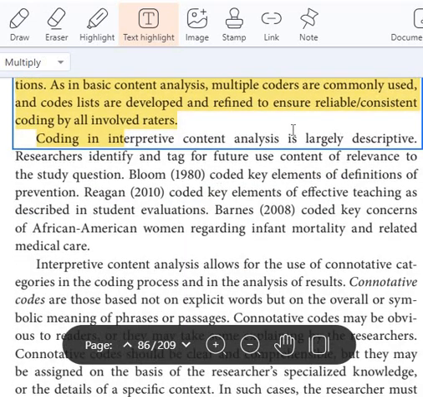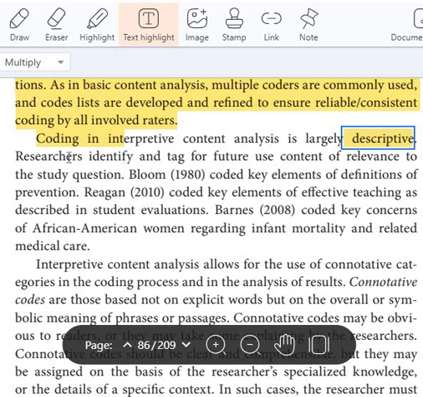Again, coding here, it is descriptive. What do you mean by descriptive? Researchers identify and tag for future use content of relevance to the study question. Bloom, for example, coded key elements of definitions of prevention. Let's go to Reagan. She coded key elements of what? Of effective teaching as described in student evaluations, which were the online evaluations. Barnes, on the other hand, coded key concerns of African American women regarding infant mortality and related medical care.